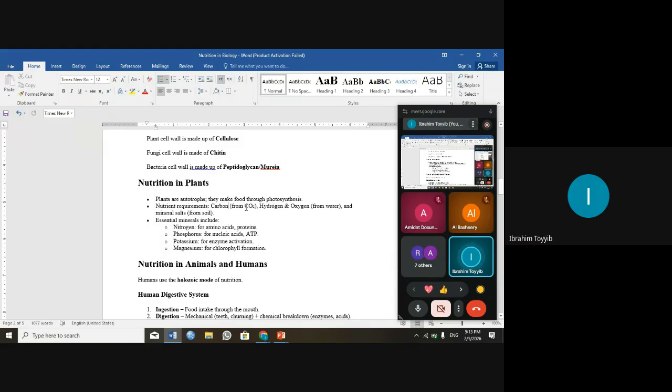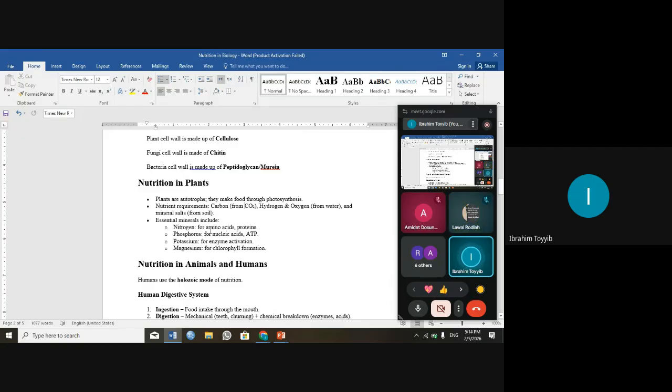Carbon is gotten from CO2. Hydrogen and oxygen are gotten from water, H2O, and mineral salts from the soil. The macronutrients, required by organisms in large quantity, are the essential minerals, like nitrogen. The function of nitrogen is for amino acids and protein. It is rich in amino acid and protein.